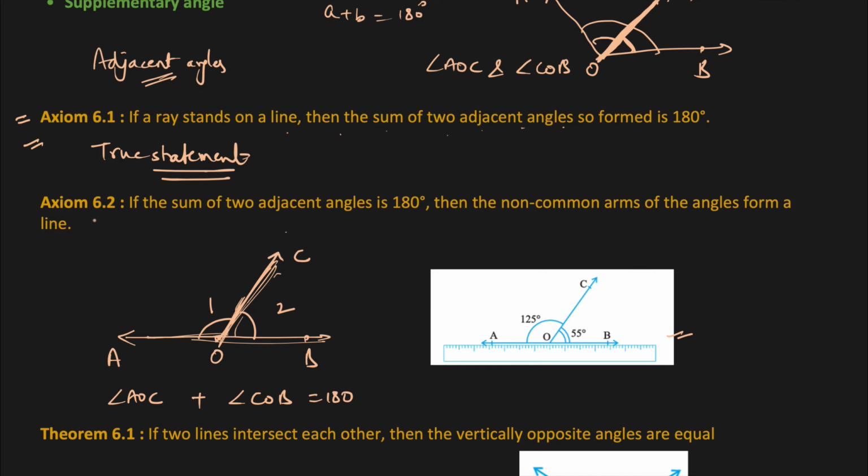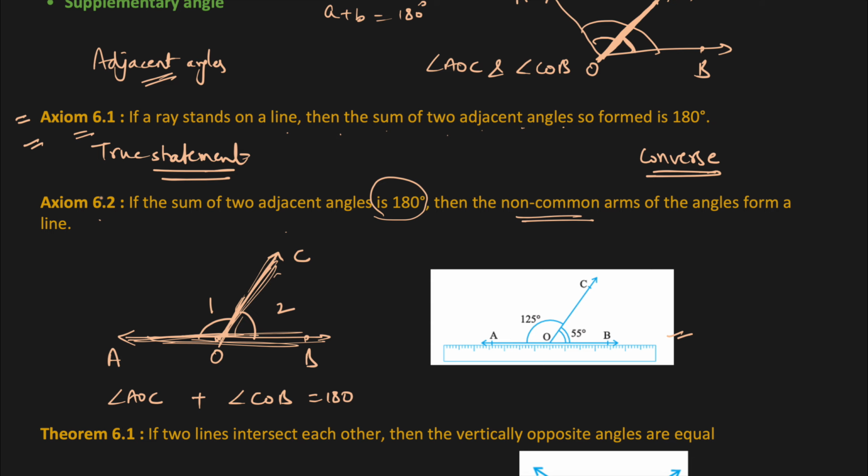Now let's come to axiom 6.2. If the sum of two adjacent angles is 180 degrees, it means they are on a line, right? This is what it is saying: if there are two angles and their sum is 180, then they are lying on a line. Okay, so if the sum of two adjacent angles is 180 degrees, then the non-common arm, this arm is non-common, OC was common, it means it is forming a line. So both these axioms are opposite of each other. They are converse. What do we call opposite? Converse of each other here, right?